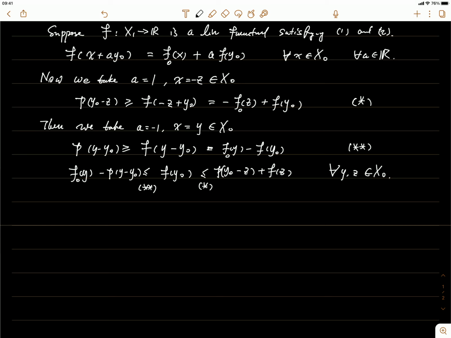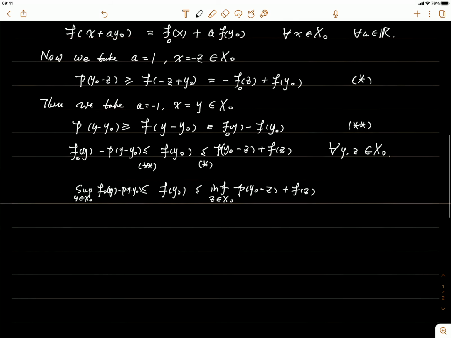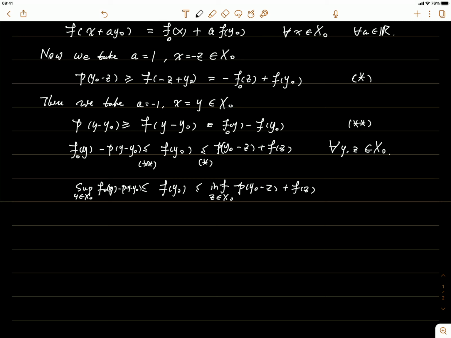Okay, so my f of y naught only needs to satisfy this. Or in other words, I want to show that f of y naught is between the infimum of p of y naught minus z plus f of z, where z is from x naught. On the other hand, I need to make sure that f of y naught is bigger than or equal to the supremum of this minus p of y minus y naught, where again y is from x naught. So I need to make sure this is true.